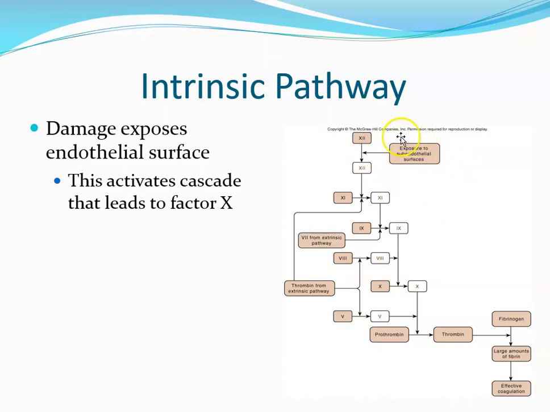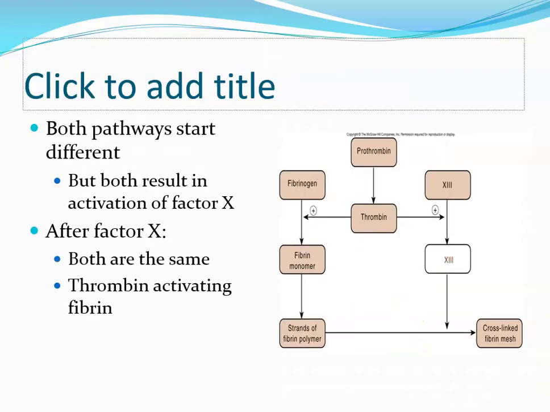So here it started by damage to the endothelial surface, and we skip through all these steps here. We see that the intrinsic pathway also is responsible for activating clotting factor number 10. And then once we have 10, this is what takes prothrombin to thrombin.